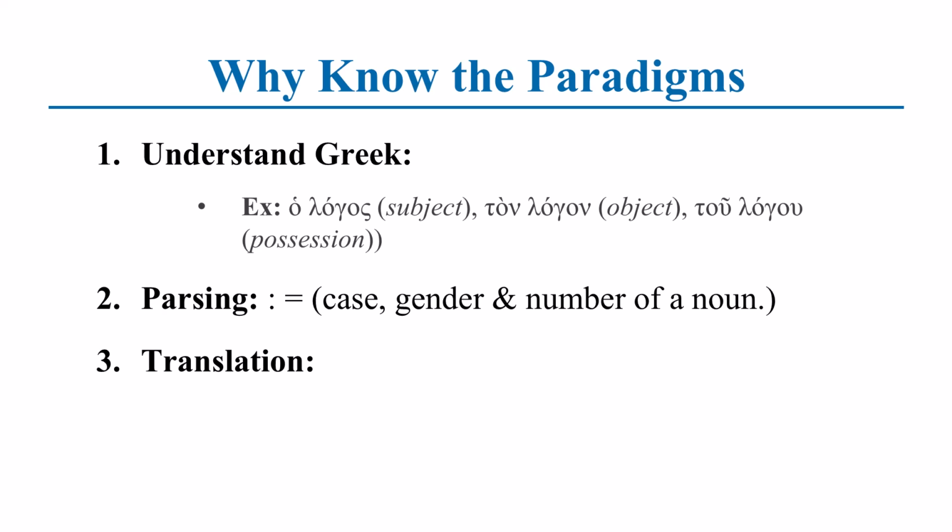Number two, it's important for you to know the paradigm, because by knowing the paradigm, you learn how to parse words. And by parsing, we're talking about you identifying the case, the gender, and the number of a noun. Also, by learning the paradigm, you're going to be able to translate the phrases. Without the paradigm, you can't translate any phrase, because translation is dependent on you knowing the paradigm, knowing the different functions or roles a word can play in a sentence, and that is shown by the paradigm. So knowing the paradigm is very, very important.